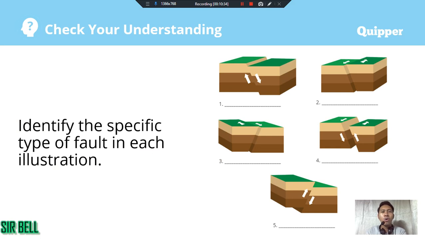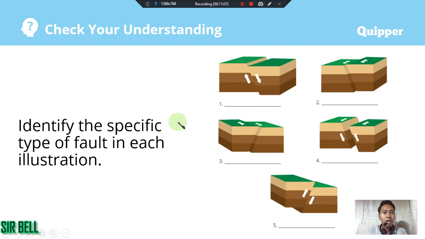Right. So to check your understanding, I want you to identify the specific type of fault in each illustration. You have this one, this, and then up to 5. Now, I want you to pause the video for a while and then answer it on a sheet of paper, and I will show you the result and we'll see if you really understood these types of fault. Alright, now you can pause the video for a while.